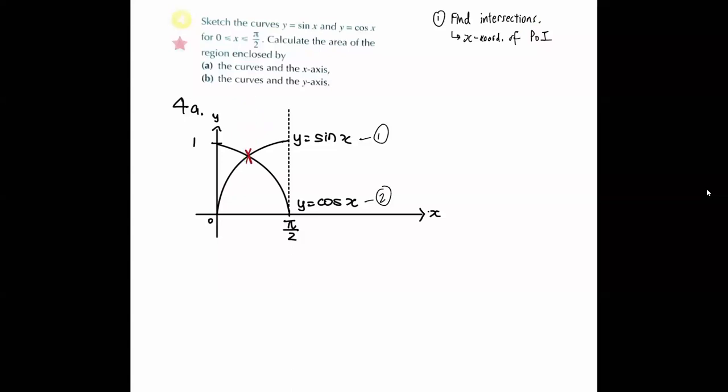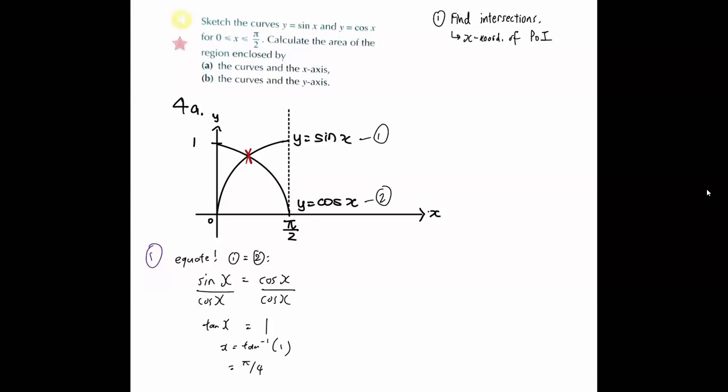Then how would you do that? For step 1, you will have to equate 1 to 2. Equate. So in this case, 1 equals 2. Then from there, y equals y. So whatever you just did, right? Let me just quickly copy it down. Okay, divide by cosine x. End up with tangent x equals 1, x equals tangent inverse of 1, which happens to be pi over 4. Okay, good.